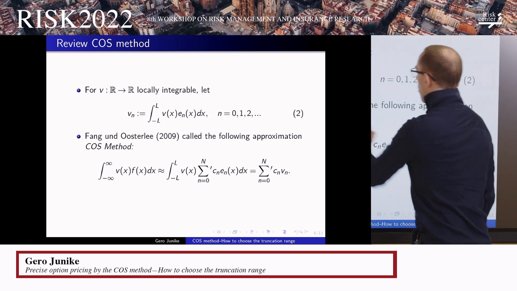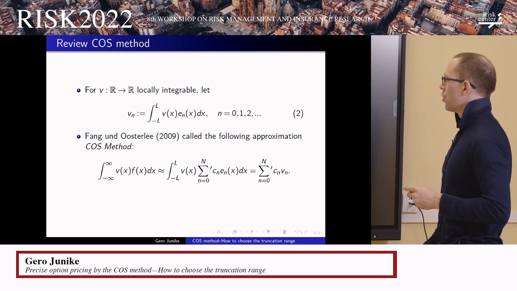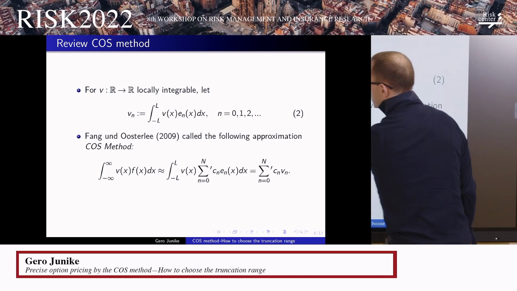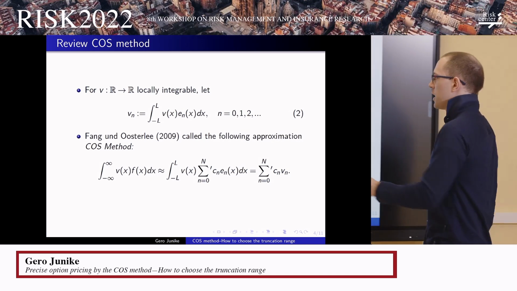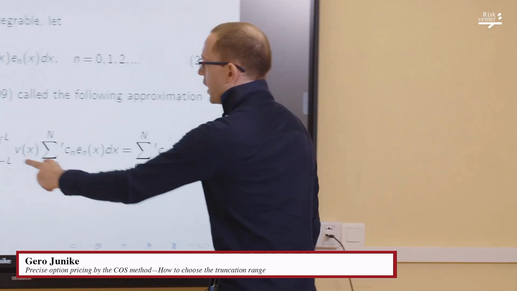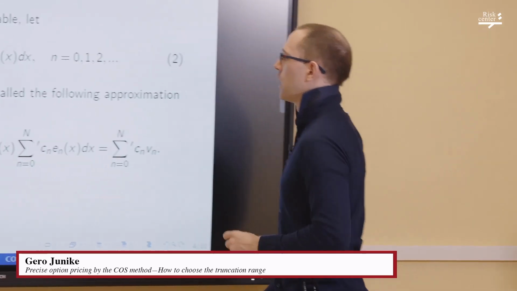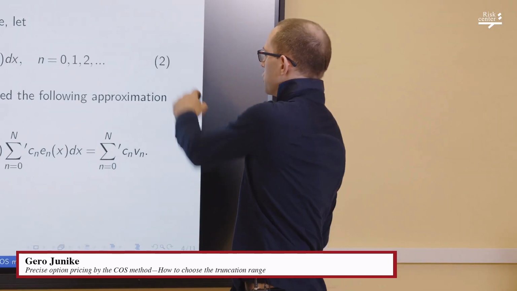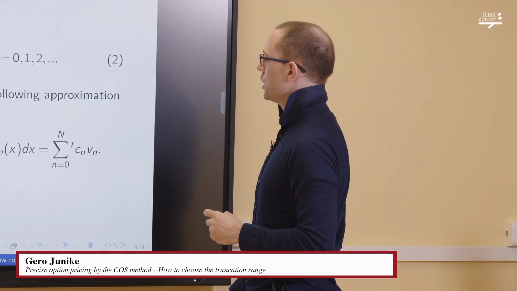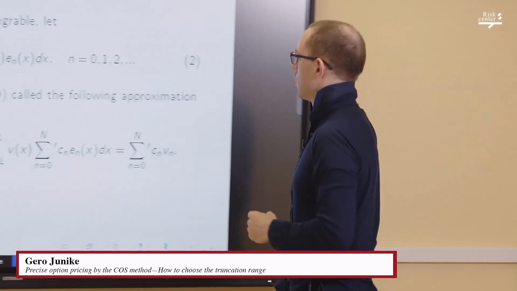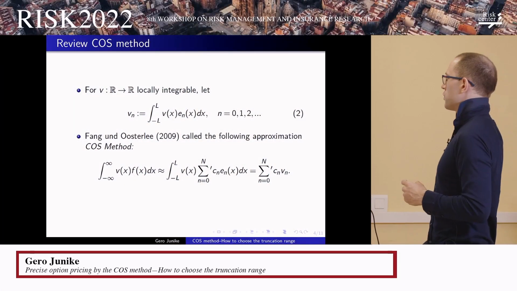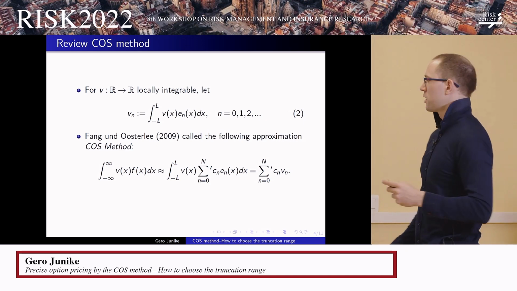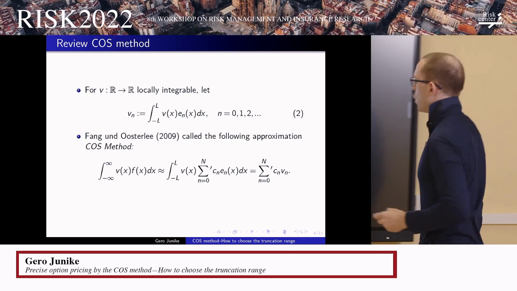Then Fang and Oosterlee call the following approximation of the price of a put option the COS method. So the left-hand side is equal to the price of a put option, and that is approximated by replacing f by its approximation, so the sum of C_n times E_n, and then we use the definition 2 to see that this integral can be approximated by a sum of C_n times V_n. And by the way, this prime here means that the first factor in the sum is weighted by a half.